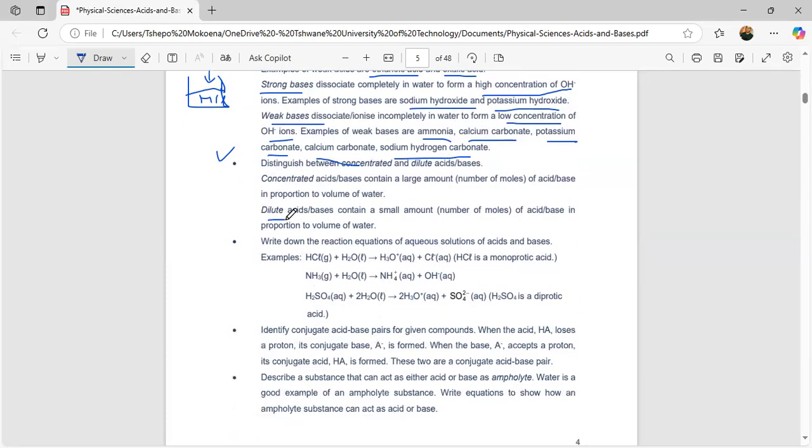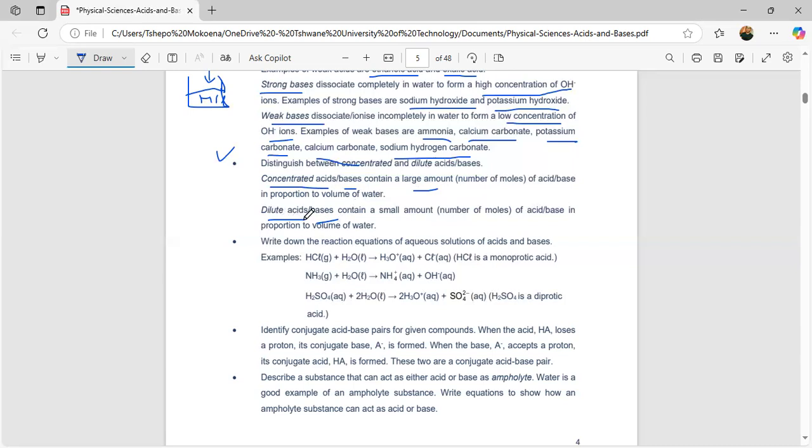So when we have a dilute acid or a dilute base, what does that mean? Okay, let's start with concentrated. When you have a concentrated acid or a concentrated base, what does that mean? That means you have a large amount, more moles of acid or base in proportion to the volume of water. Meaning you have more acid than water.